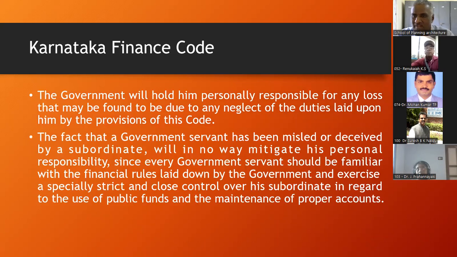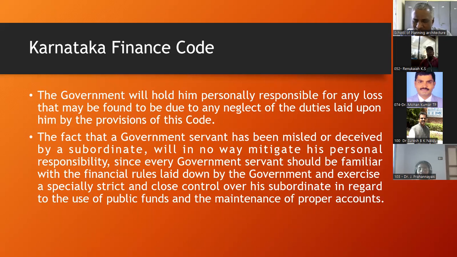Government will hold him personally responsible for any loss that may be found due to any neglect of duties laid upon him. Suppose he is misled, some subordinates deceive him. He will be responsible. You cannot blame the subordinates.